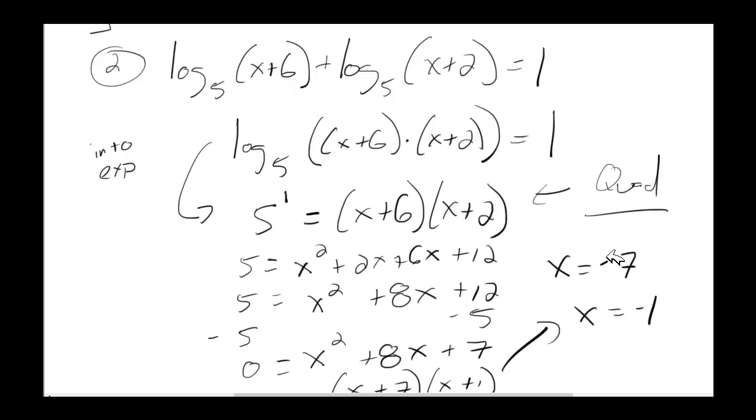So if I try to plug a minus 7 in, minus 7 plus 6 is minus 1, and you can't put a negative number into a logarithm. This guy is eliminated. When I try minus 1, minus 1 plus 6 is 5. That's okay, it's a positive number. And minus 1 plus 2 is 1, and that's okay, it's a positive number. So I'm pretty confident this is actually going to work.